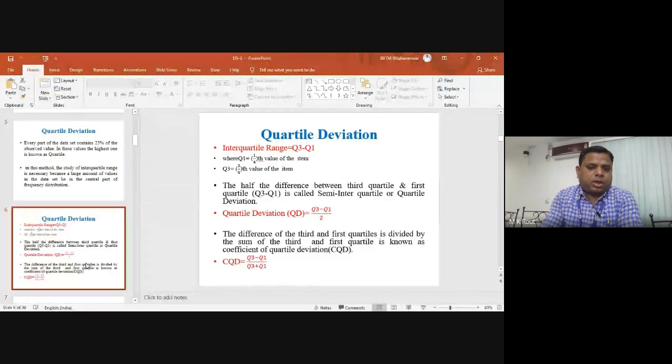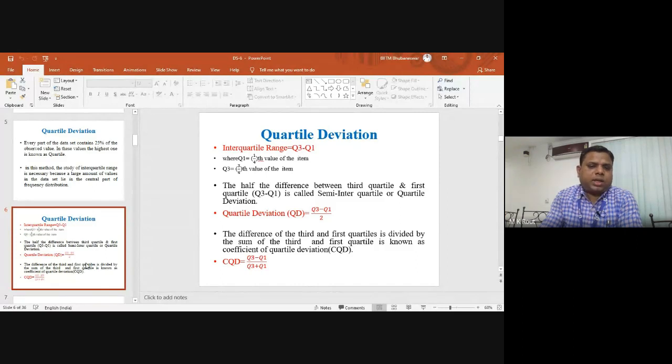In the calculation of quartile deviation, the difference between the third quartile and the first quartile, that is Q3 minus Q1, is called the semi-inter-quartile range or quartile deviation. The formula for quartile deviation is Q3 minus Q1 divided by 2.